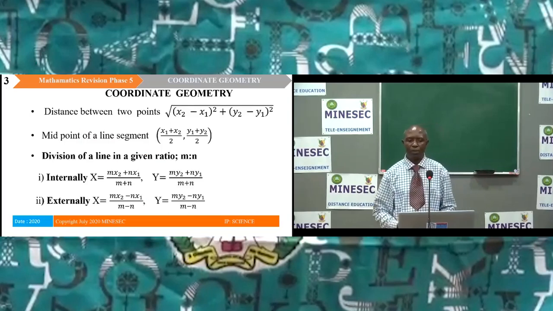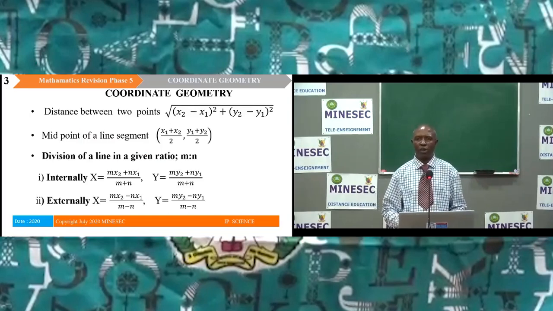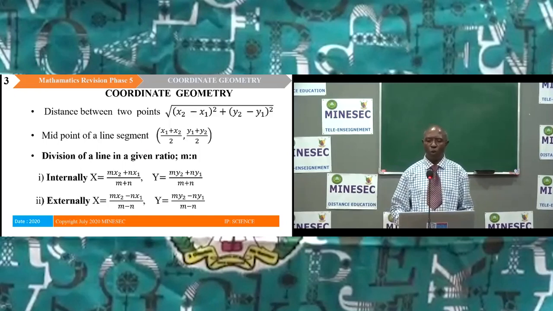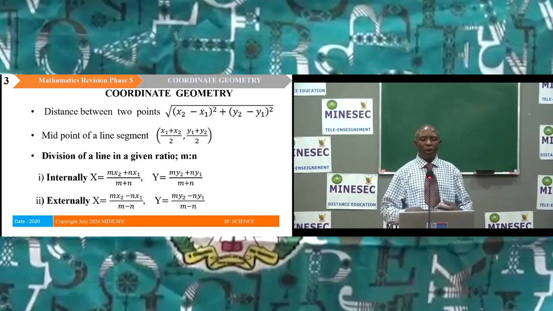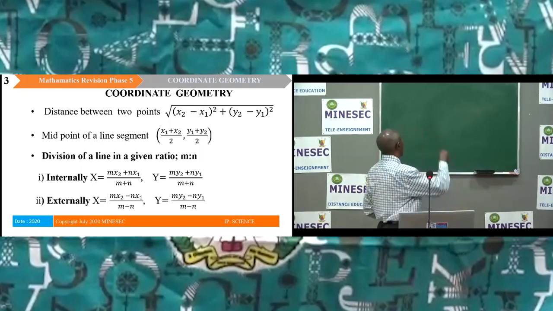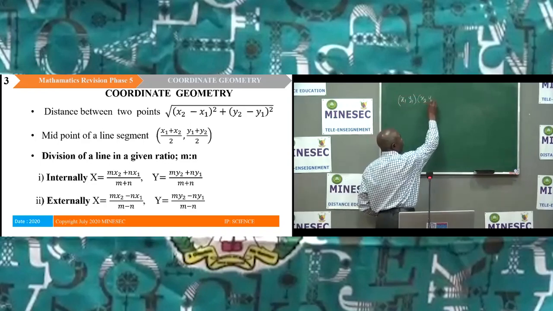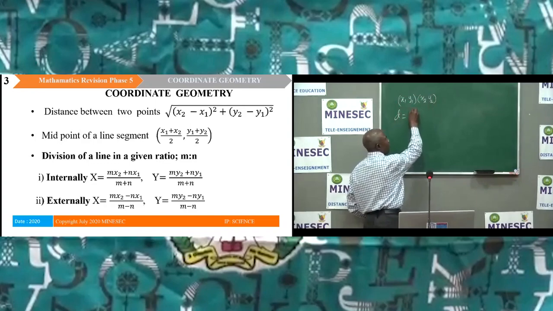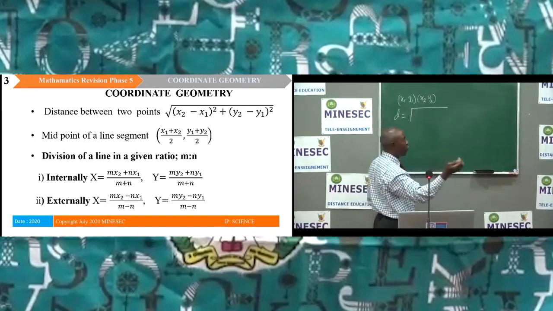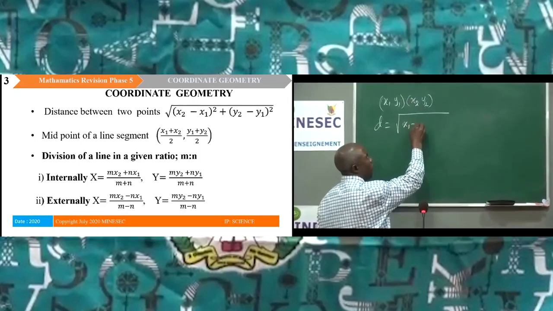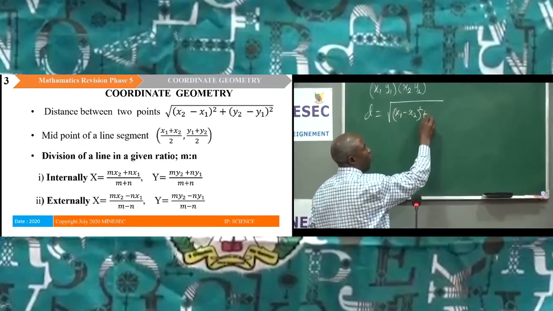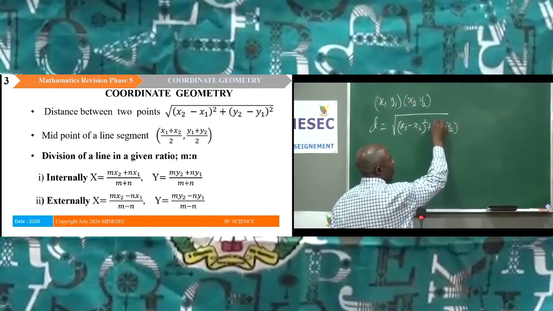Coordinate geometry. The distance between two points is given as the square root of (x2 minus x1) all squared plus (y2 minus y1) all squared. This distance between two points, we can equally use this relation. If we have the points (x1, y1), (x2, y2), the distance d can also be the same as (x1 minus x2) all squared plus (y1 minus y2) all squared.